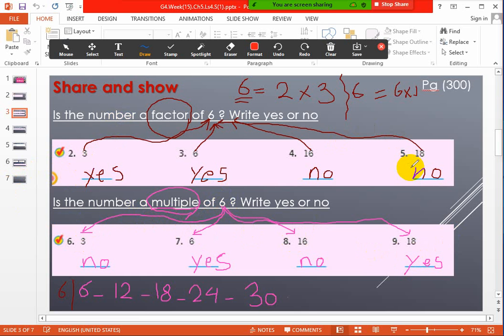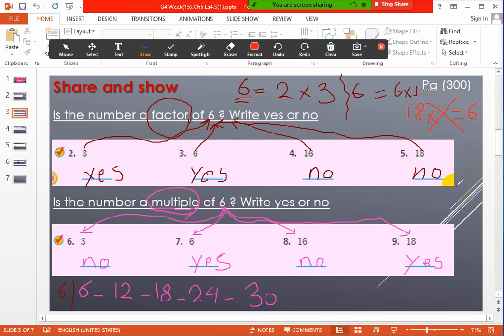Okay, in number 5, why no? Because 18 is a factor of 6. That means these are the factors of 6. That means if you have any number, you can multiply it by 18 and the answer will be 6. No, I don't have any number I can multiply by 18 to get 6. So that's why I said no.